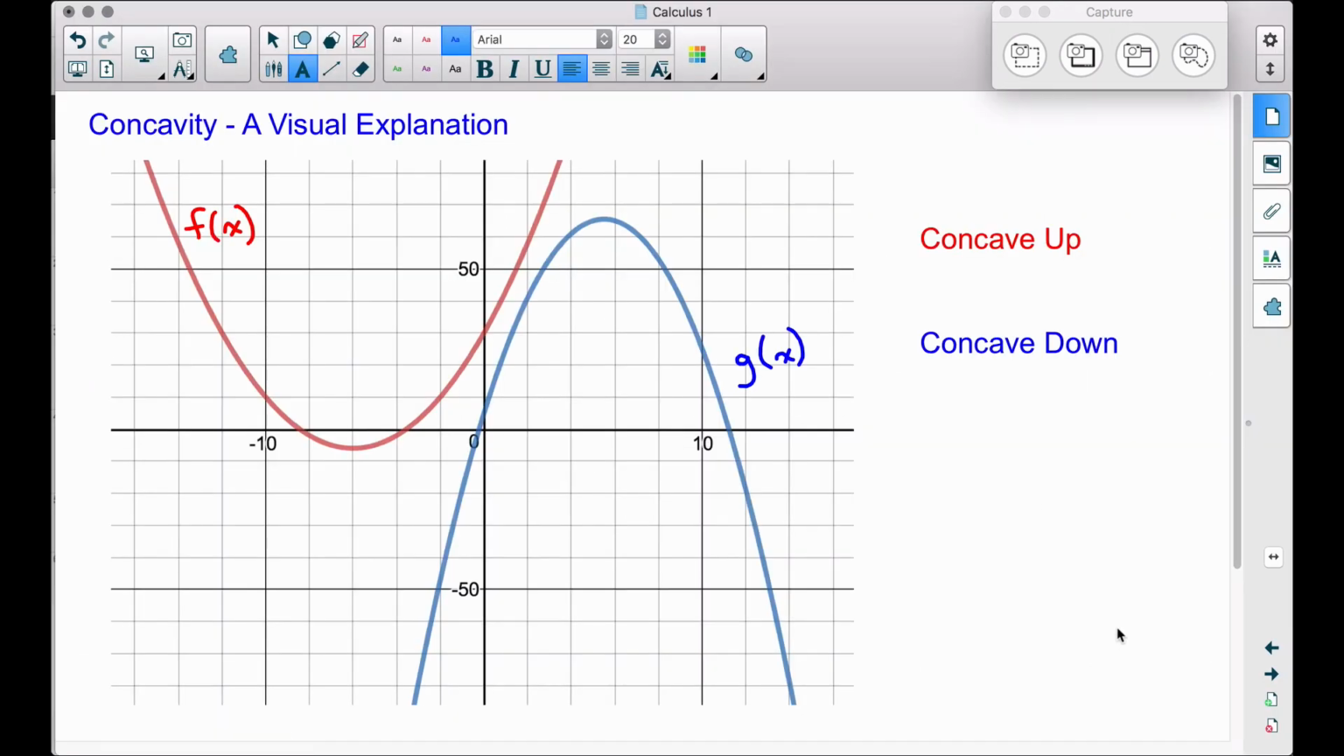And there you have it, some visual examples of what it means for a function to be concave up and concave down. And that's it for this video.